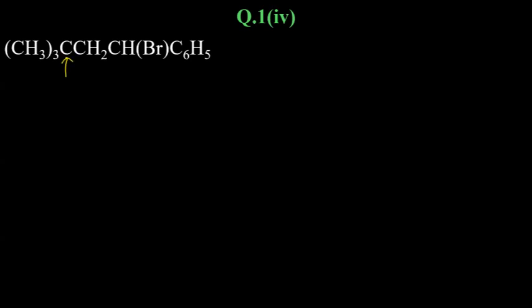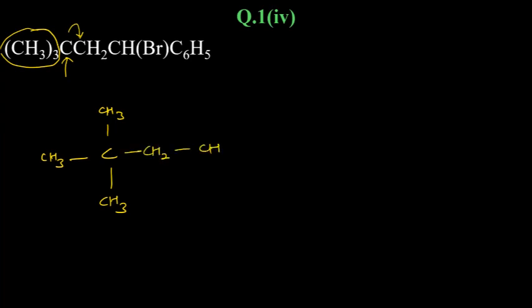This carbon does not have any hydrogen. It means there will be 4 groups attached on this carbon. So this carbon I am writing here. On this carbon, I have 3 methyl groups, CH3, CH3, CH3. Then I have CH2 attached here. After that, I have CH. To this CH, I have bromine attached and also C6H5.